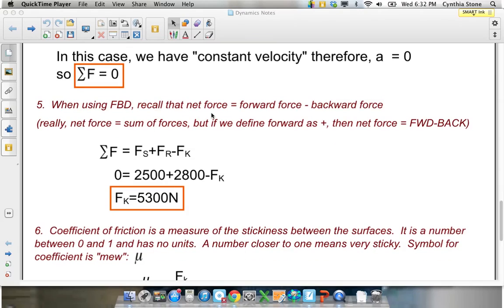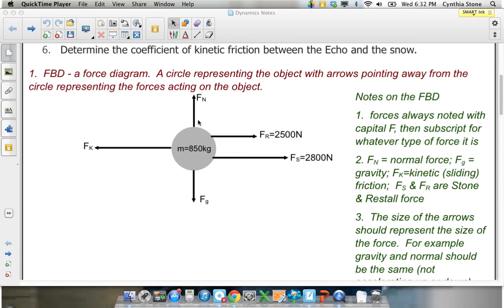Part 5 asks us to find the friction force. Net force is the forward minus the backward. Net force is the sum of all the forces, so if you define forward as positive, then backward is negative, and that's why it works. Either way, the forward force is me and him, Fs and Fr, and the backward force is friction. So the net force being 0, we'll solve for friction: 5,300. Just by looking at the picture, because there's no net force, these two have to equal that. That's the easiest way of thinking of it.